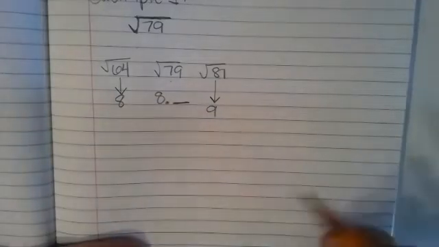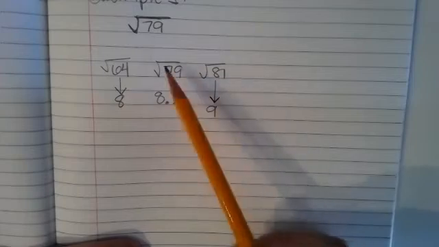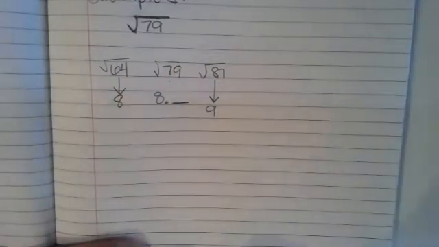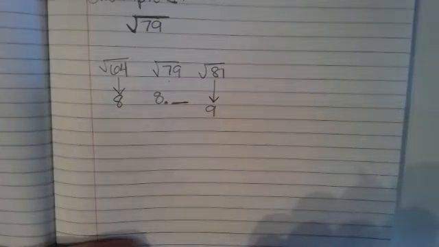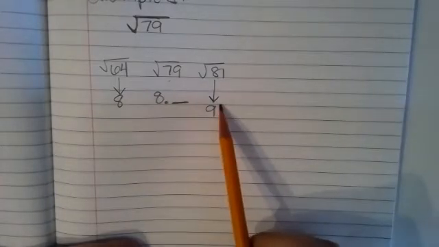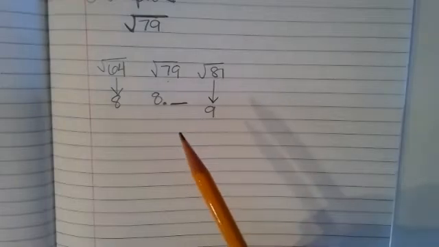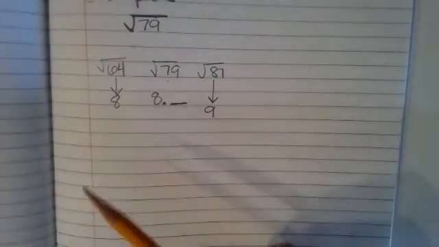So when I take a look, I'm going to think to myself, is 79 closer to 81 or is 79 closer to 64? Well, it's going to be closer to 81. So now when I'm choosing my decimals, I'm going to choose decimals that are closer to getting me to 9. Okay, so I'm going to just start off with multiplying 8.8.